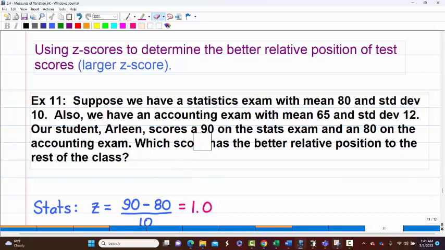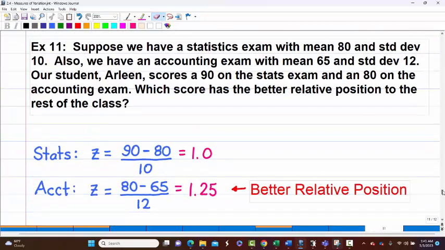So obviously you would say, well, 90 is better than 80, but in other words, does the 90 on the stats exam put her at a higher ranking than the 80 does on the accounting exam? That's what we're looking at. Fortunately, we don't have to overthink this. All we have to do is calculate the z-score. That's all you have to do.